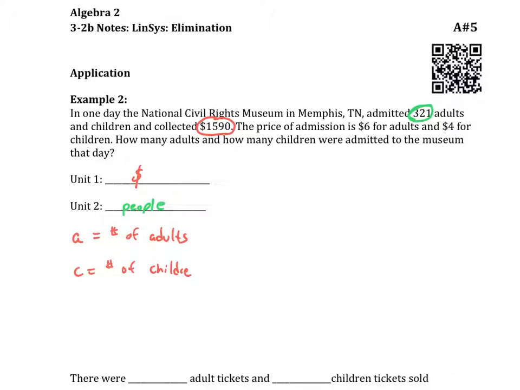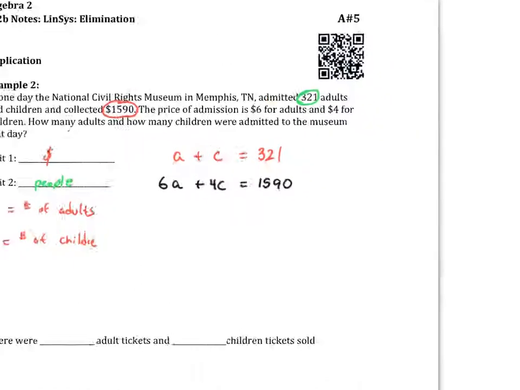Okay, so when I say A plus C, the number of adults plus the number of children is going to be 321 total tickets sold. Now I'm going to take the unit price for each one, $6 for the adults, $4 for children, and that's going to add up to $1,590. So that's going to look like this. 6 times A is a dollar amount, 4 times C is a dollar amount, and the total price is the dollar amount. So I do have my system now.